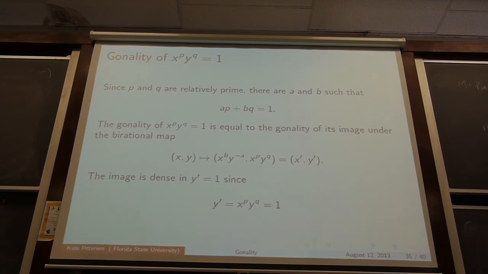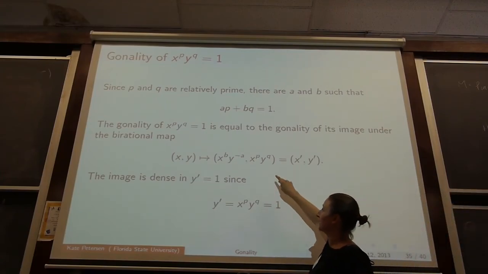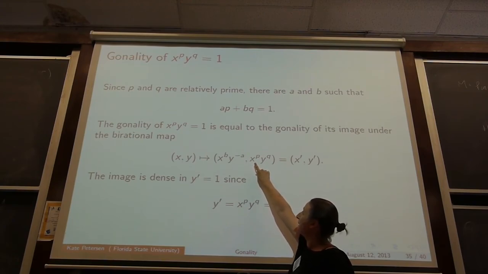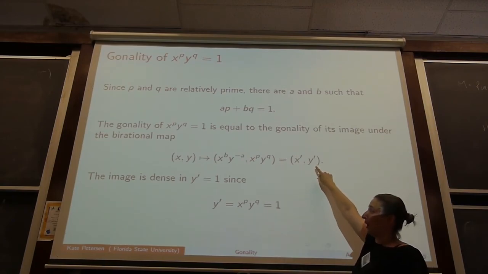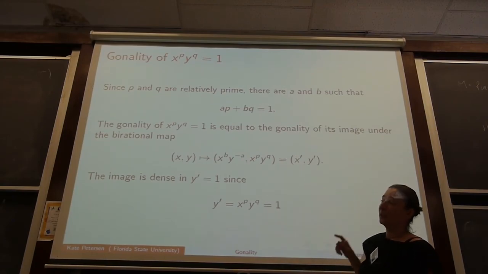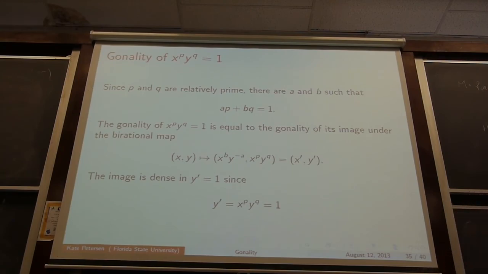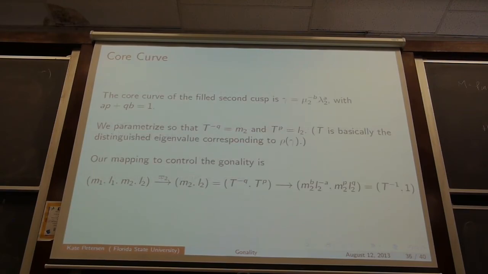P and Q are relatively prime, so I can just cook up a map that involves the A and B from the Euclidean algorithm, and this map turns out to be birational. So you can cook up an inverse really easily. And if you look, the Y got sent to X to the P, Y to the Q under this map. And if you call that Y prime, then the image is basically Y prime equals 1, because X to the P, Y to the Q equals 1. So we just played hopscotch.